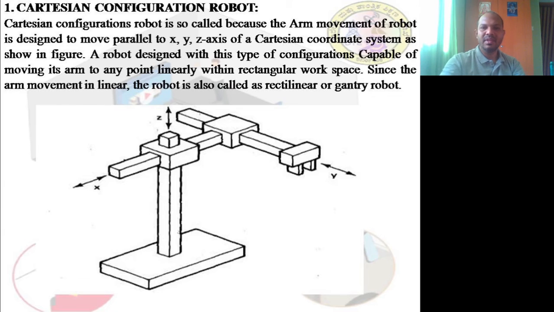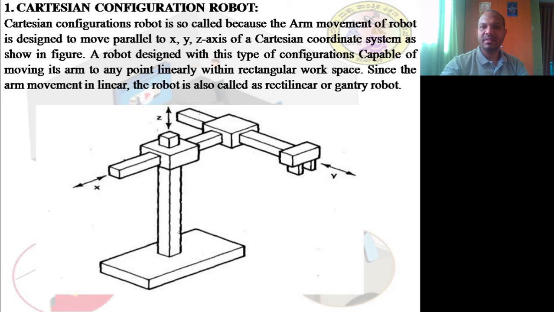Now here you can see in the figure, the x link can move in and out, whereas the y can move in and out within this link, and the z is the up and down movement. So that is the x, y, z axes of the coordinate system. Even if you draw the maximum limits, it forms a cube.